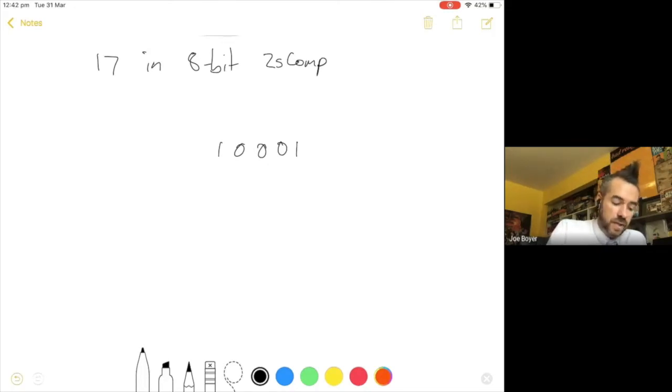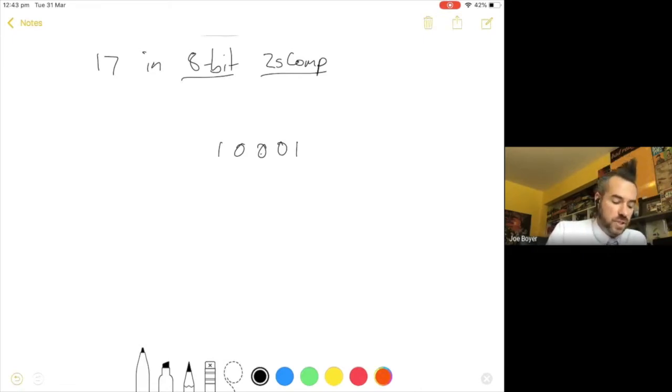But in this case, we're asked for it in 8-bit 2's complement. Because it's a positive number, we're not asked for negative 17, so I don't actually have to do any conversion with 2's complement at all. I'm more than happy to just leave the answer as 10001. That is 17, a positive 17, and we can ignore the whole 2's complement bit. But we haven't got 8 bits yet.